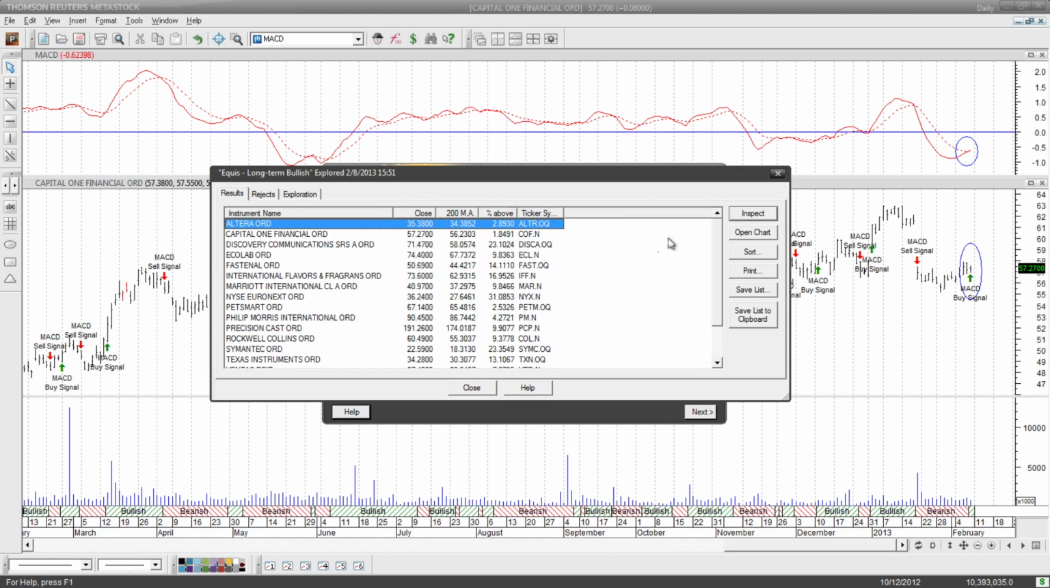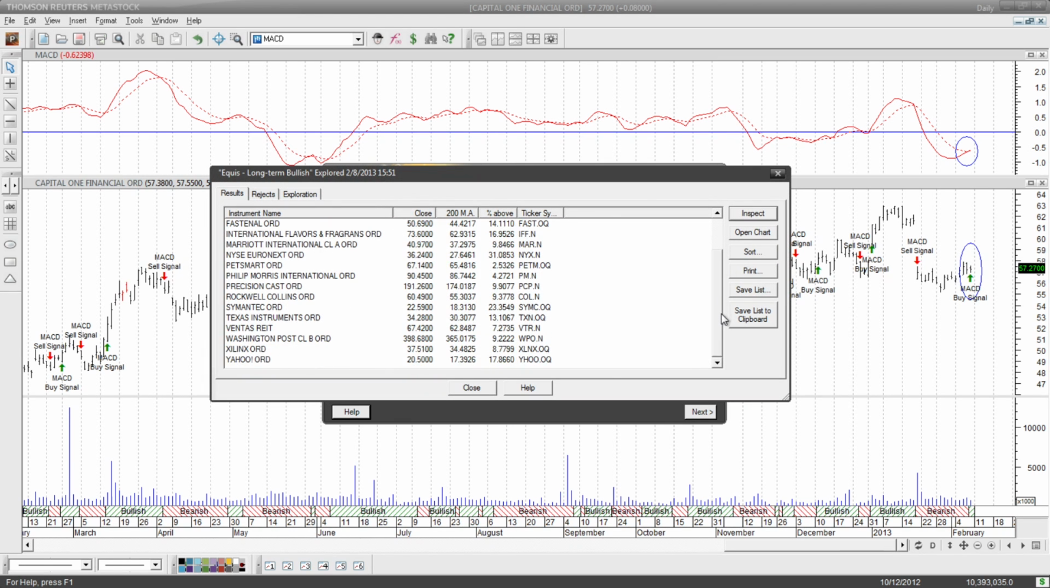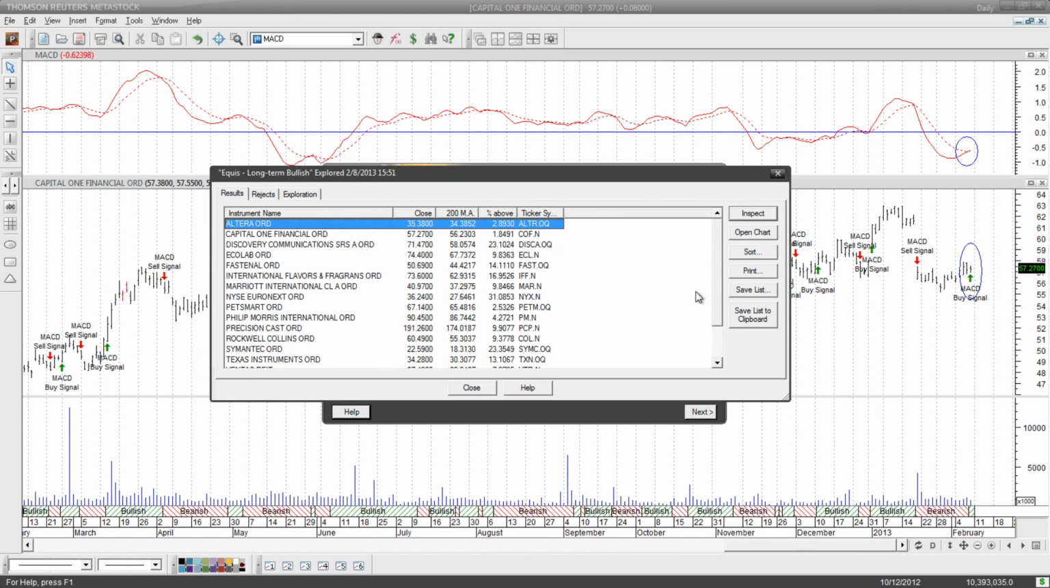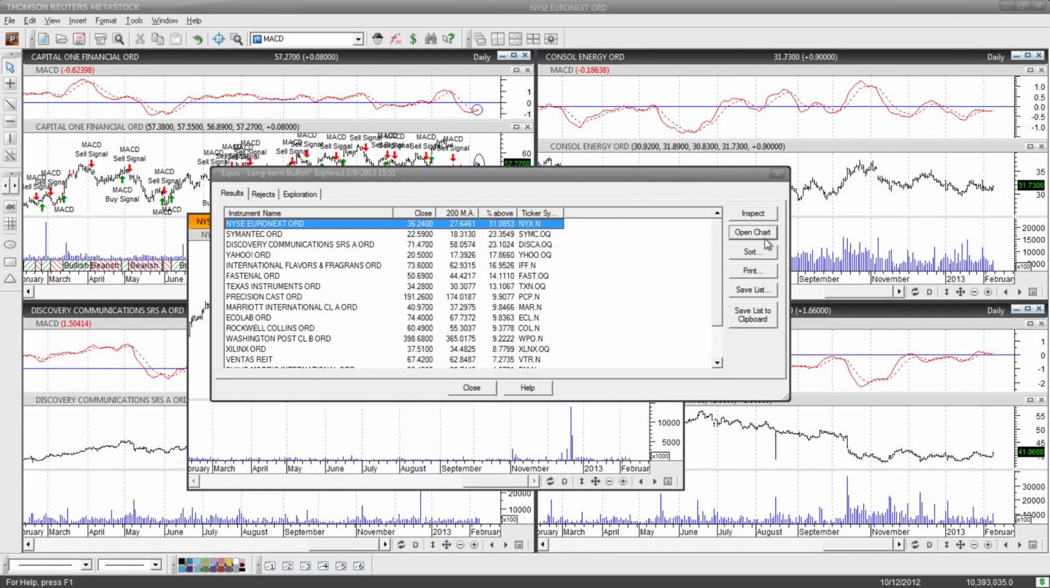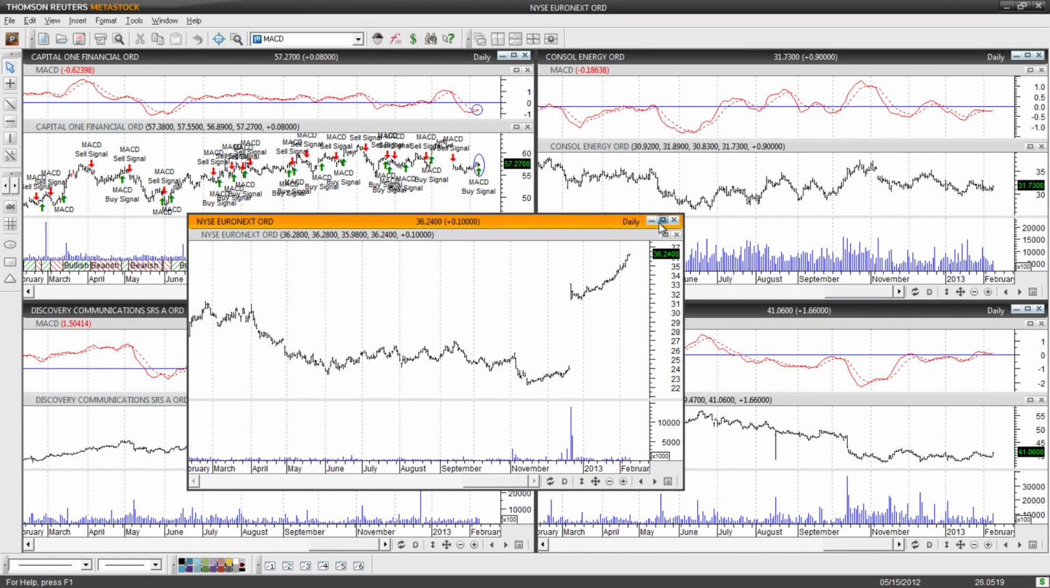So let's choose reports again. And you can see here we've narrowed that list down just a little bit, finding stocks that are also above their 200-day moving average. Well, without even looking at the chart, I can get a little bit more information about what's going on. I can rank by how far above the 200-day moving average it's moving. So if I were to open up the NYSE Euronext here and go to Open Chart, let's go ahead and close this so we can take a look.